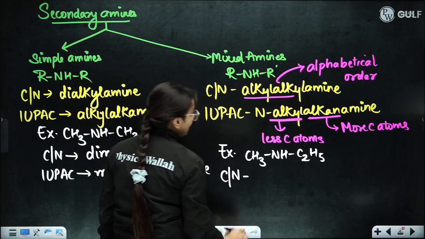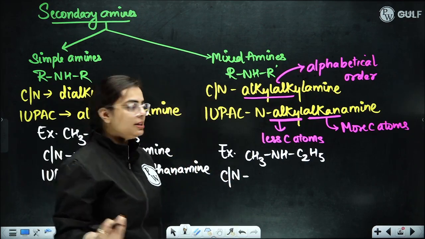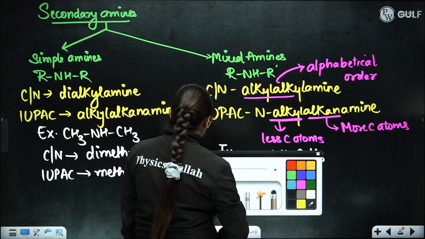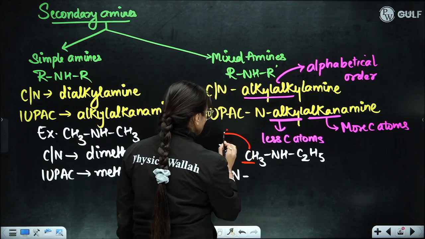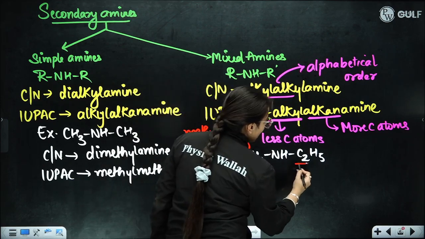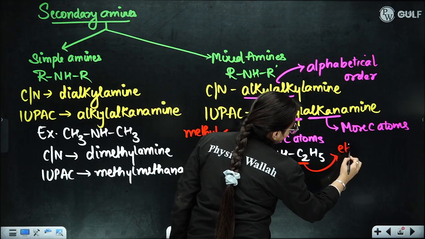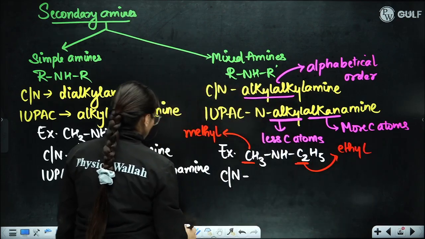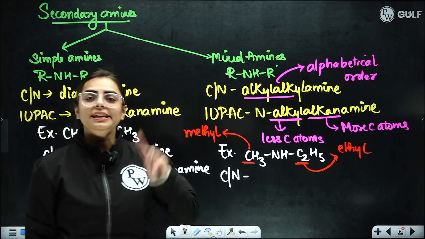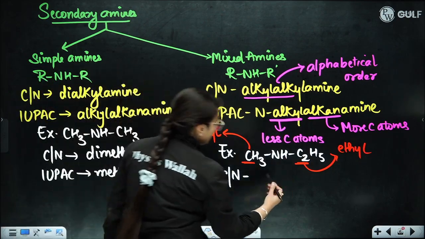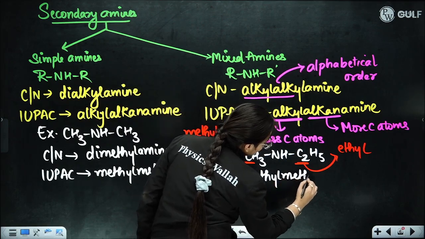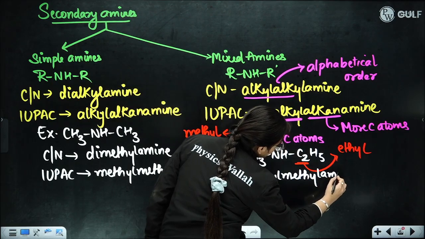The common name again is going to be alkylamine. So here we have CH3 and C2H5. Let me tell you one thing, when you have only one carbon atom, students, it is your methyl group, and when you have two carbon atoms, it is your ethyl group. As per alphabetical order, E comes first, so ethyl will be named first. The common name is going to be ethyl, then methyl, and then amine.